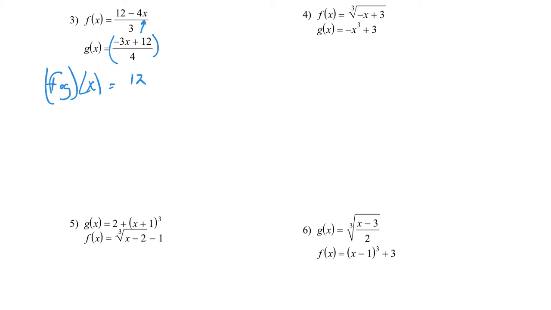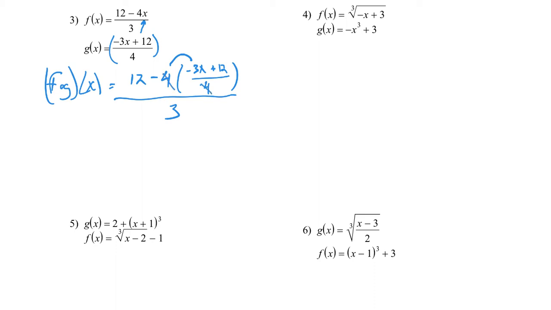So I have 12 minus 4 times x. And instead of x, I'm putting the other function. So I have negative 3x plus 12 all over 4. And then that is all over 3. All right, so now I simplify. I'm going to distribute this 4 into the parentheses. And remember, it's negative 4. But when I distribute it, I can just cancel it out since there's a 4 on the bottom.